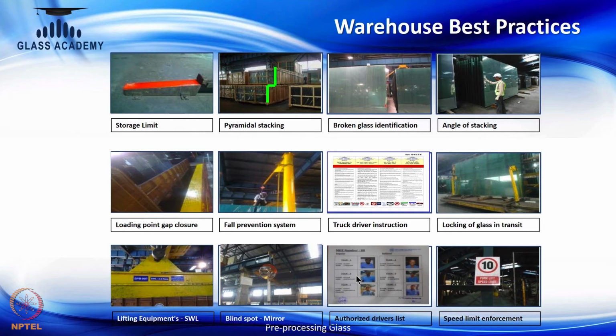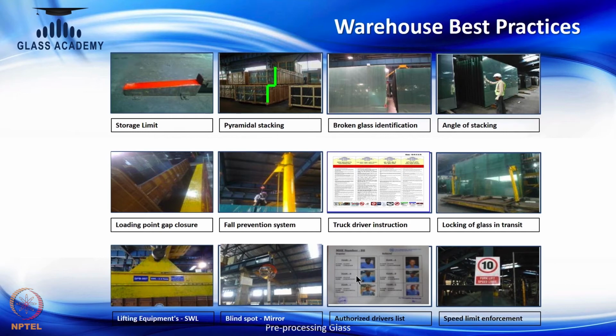When crates are stored, there is something called pyramidal stacking. That means if you are storing on 2 tiers, the quantity kept on the upper tier should be lesser than the base tier. So that's pyramidal stacking. Then wherever we have broken glass in the warehouse, it needs to be identified. The angle of stacking is very, very important, and there should be some means of checking and ensuring that the angle of stacking is more than 3 degrees.